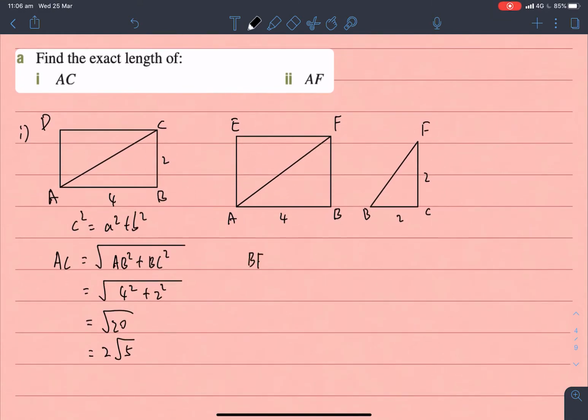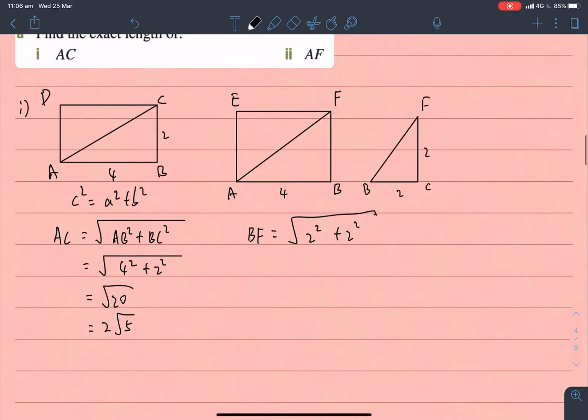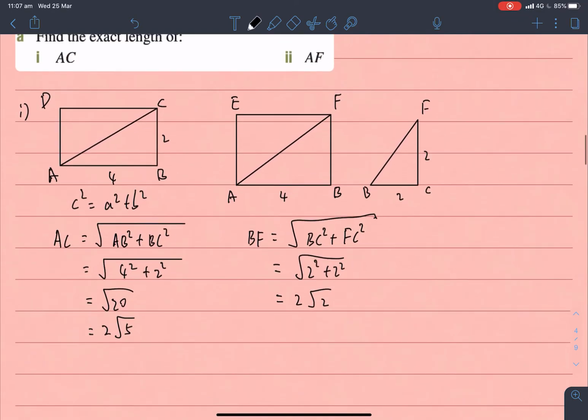BF equals the same Pythagoras equation. So 2 squared plus 2 squared. Oopsie, I jumped the gun a little bit. It's BC squared plus FC squared. So the square root of 2 squared plus 2 squared is the square root of 8, 2 square root of 2, that's right.